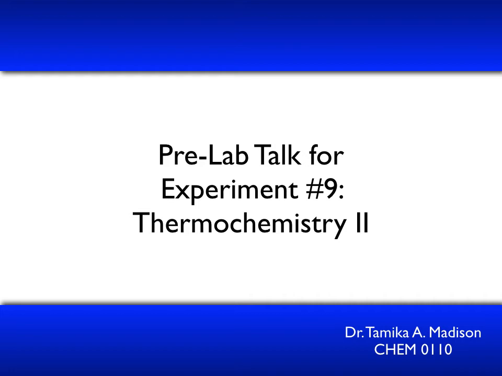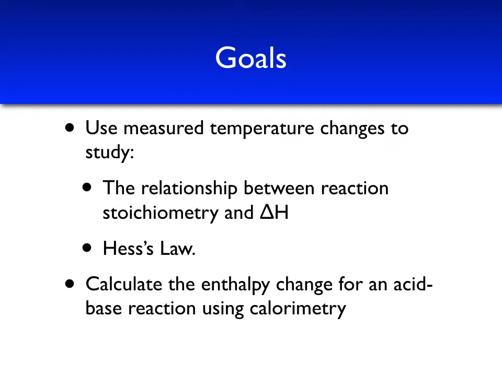This is the pre-lab talk for experiment number 9 for Chem 110 lab, Thermochemistry Part 2. The goals for this lab are to use measured temperature changes to study the relationship between reaction stoichiometry and delta H, and to also study Hess's law of heat summation. We will also use our data to calculate the enthalpy change for an acid-base reaction using calorimetry calculations.